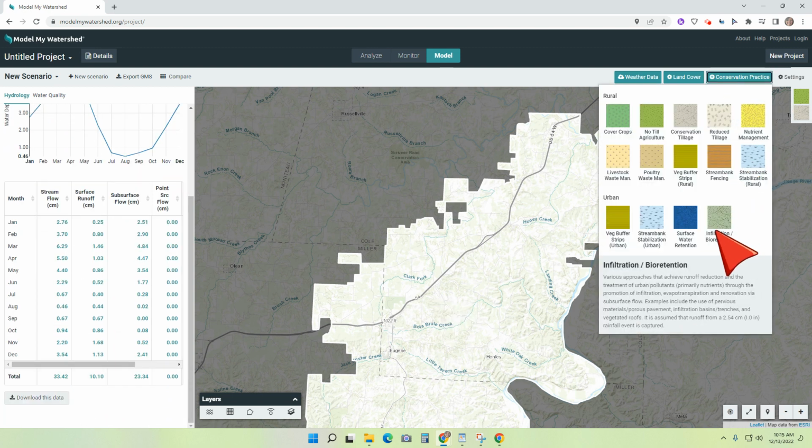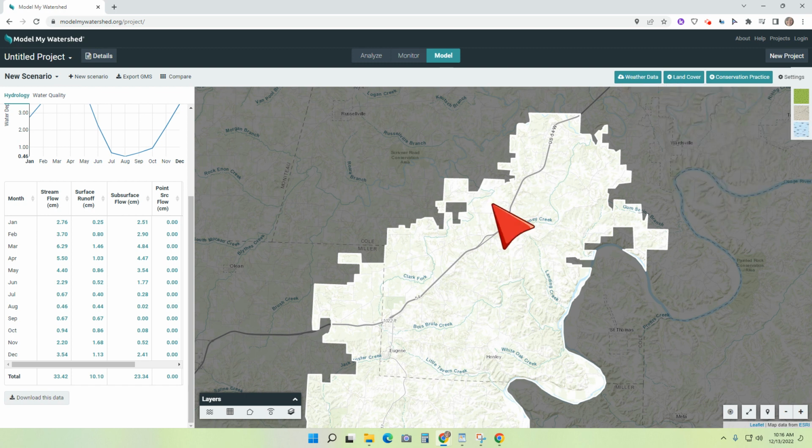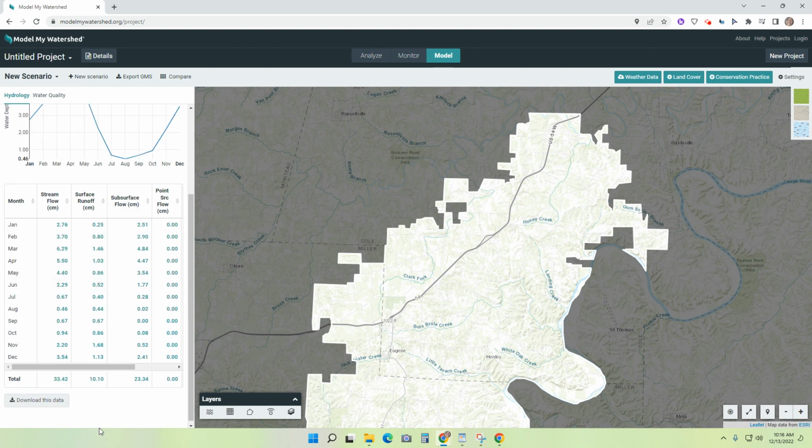What other conservation practices might we want to do? Stream bank stabilization. Sounds great. Okay, so the length of the stream in agriculture areas and in the watershed is 751. Let's go with something reasonable. Enter length between that is greater than 0 and less than 199. So they're saying that's not reasonable. So we'll go 150. Okay. Still making reductions, small reductions.